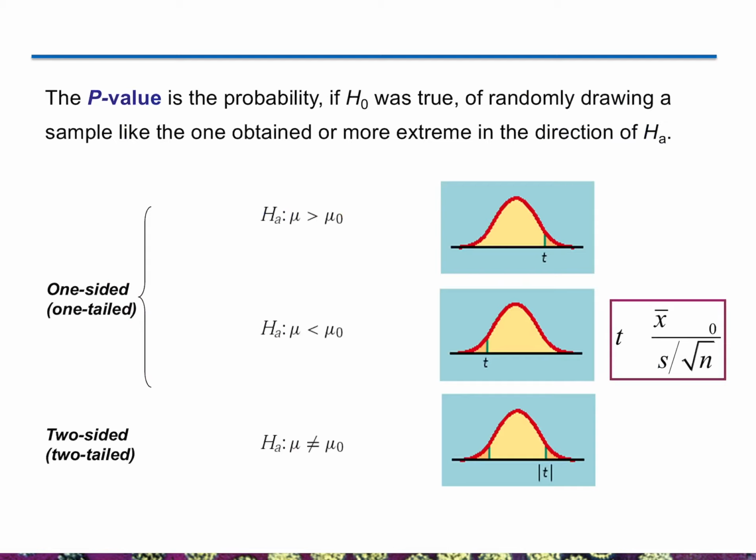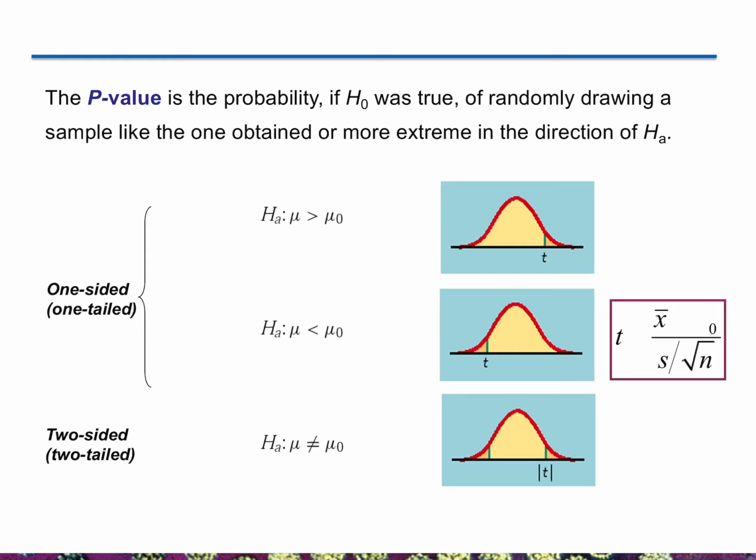Okay, just a refresher on the p-value. Again, the p-value is the probability, assuming that the null is true, of randomly drawing a sample like the one we have, or more extreme in the direction of the alternative. And again, that's just a fancy way of saying that the p-value is the probability of getting a sample mean as far from the null mean as we have if the null hypothesis is true. And the lower that probability, the more likely we are to reject the null and assume that that sample mean is from a different population.